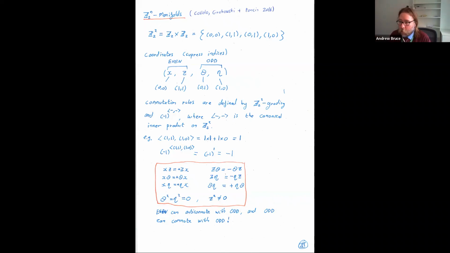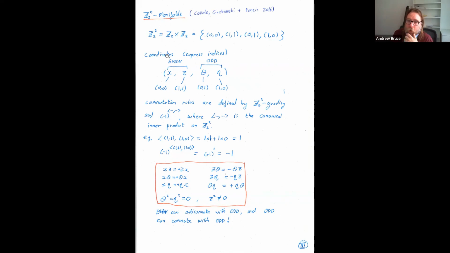I'll think about Z2^2. So Z2^2 is simply 2 copies of Z2. So I have 0, 1, and 0, 1, both of these Z2. And I take this product, bring them together. So what I get is a list of (0,0), (1,1), (0,1), (1,0). So we're going to play almost the same game as we did with supermanifolds, but now we're going to use this higher grading, these 2 copies, to grade the coordinates, and use this to decide what happens when I interchange the order of the coordinates.